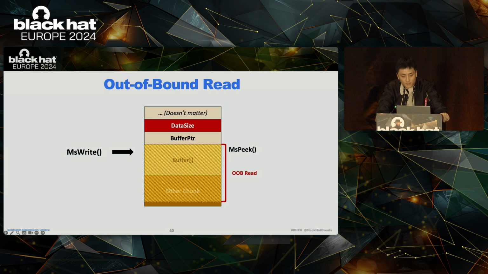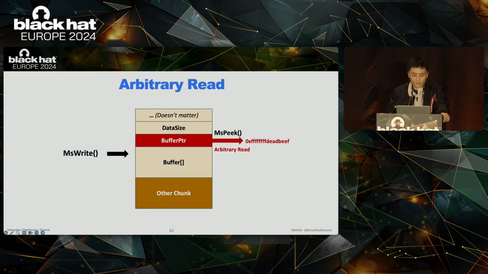So, the first primitive is out-of-bound read. We can perform an out-of-bound read by overriding the data size member of the mail slot data entry object. Using mail slot pick, prevent freeing the object and avoid potential side effects. To perform an arbitrary read, override the buffer pointer member of the mail slot entry with a target address. As before, using mail slot pick, avoid premature object freeing. Here, members before buffer pointer are not important for the exploit.